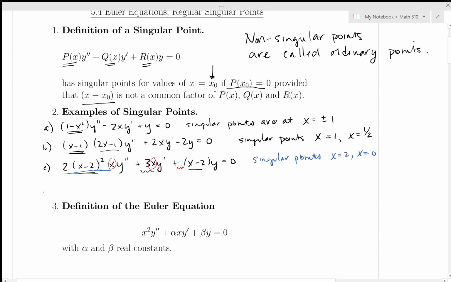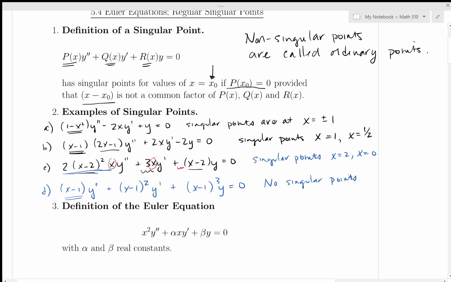Now let's just contrast this with the final example here. If I had an equation that looked like this: x minus 1 y double prime plus x minus 1 squared y prime plus x minus 1 cubed y equals 0, there are no singular points, because despite the fact that this is 0 at 1, I can divide that through and rewrite this equation without that problem. So let me just make a note. There's no singular points.